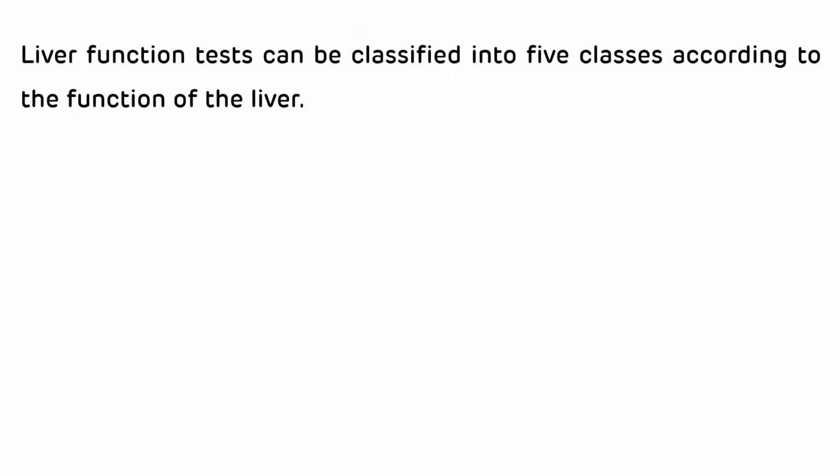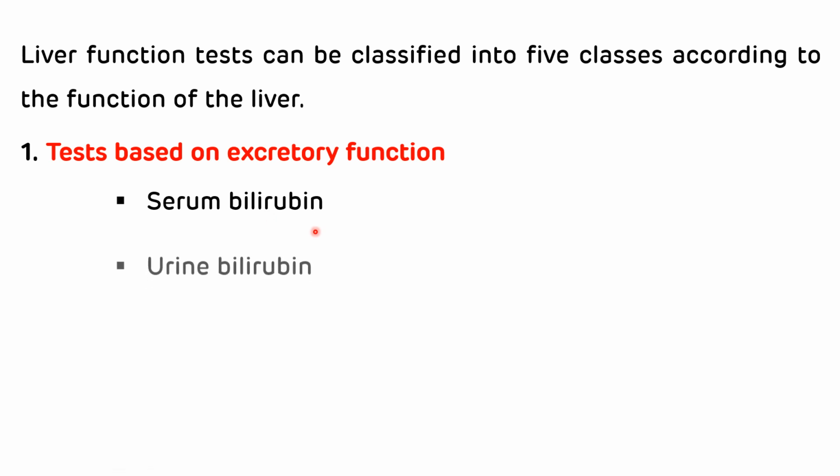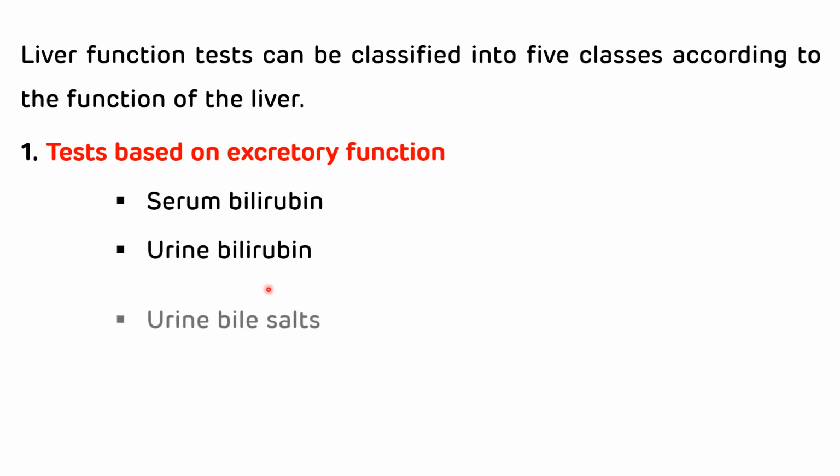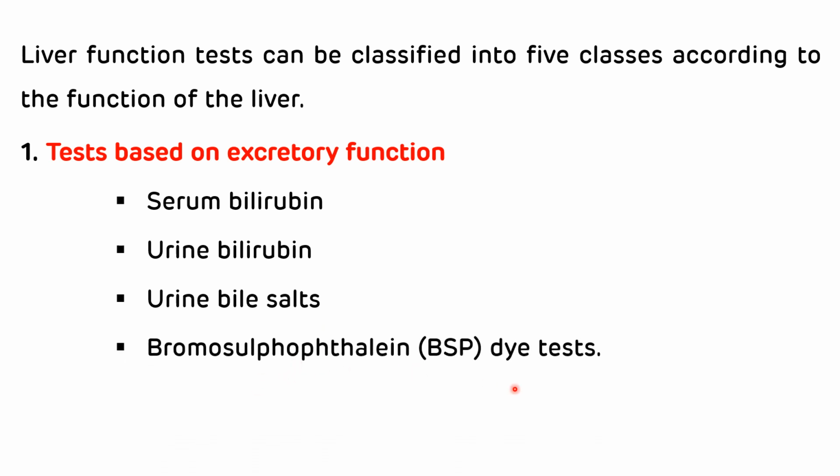Now, liver function test is classified into 5 classes according to the function of the liver. In that, the first class is test based on excretory function. In that, first one is estimation of serum bilirubin. Second one is urine bilirubin. Third one is urine bile salt. And the last one is bromosulfophthalein dye test.